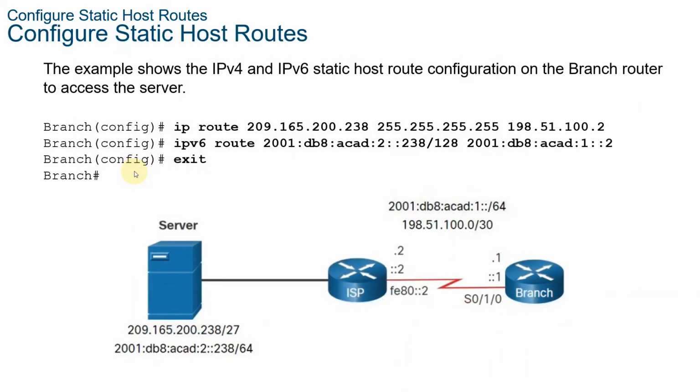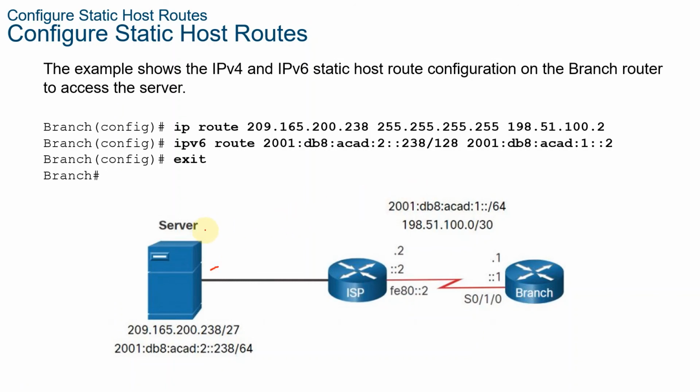Now, a host route can be manually configured with a static route to direct traffic to a specific destination device, such as the server shown in the figure here. The static route uses the destination IP address with a 255.255.255.255/32 mask. That would be for IPv4 host routes, and a /128 prefix length for IPv6 host routes.